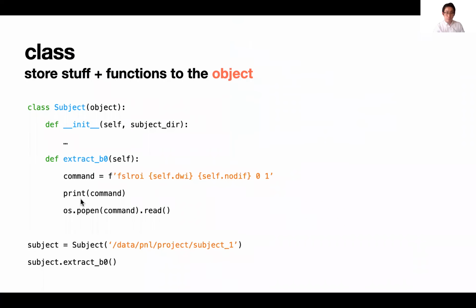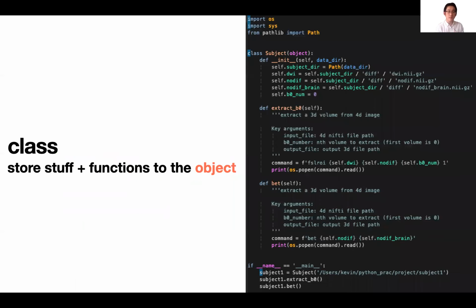Okay. You can try actually running it by editing that as os.popen, open parenthesis, and command, and closing it and read. So class creates an object that stores stuff as well as functions. So it can be structured like this. So now extract b0, and that doesn't take any input. Well, you can make it in a way that takes input as well, but it doesn't have to at this point. And you can just run it simply like this. So there's a class. At this point, you don't have to understand it, but it comes in very handy in making pipelines.